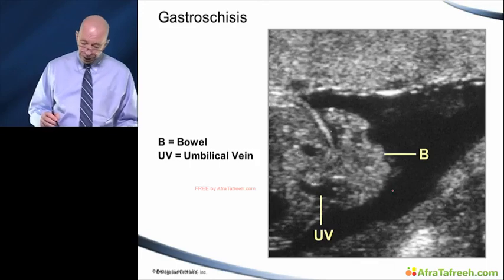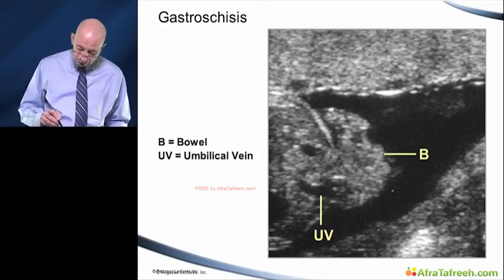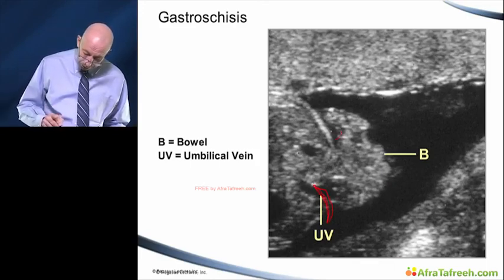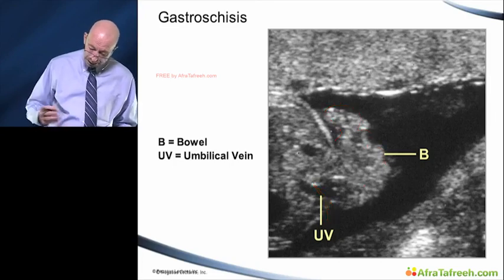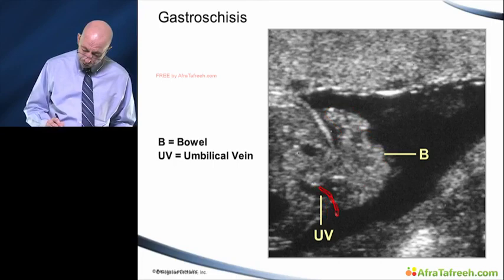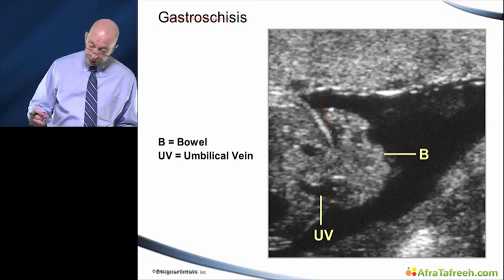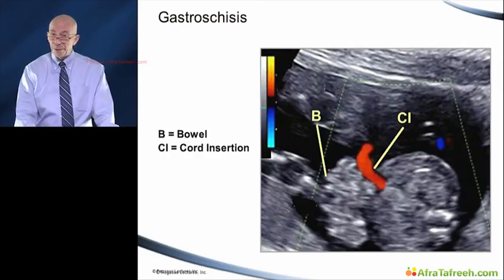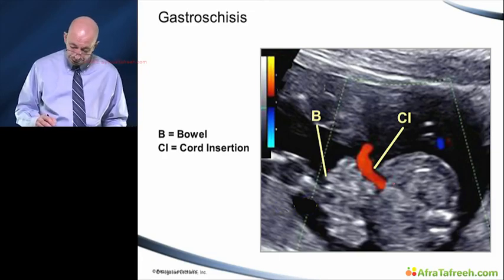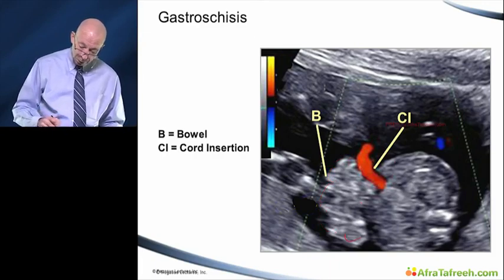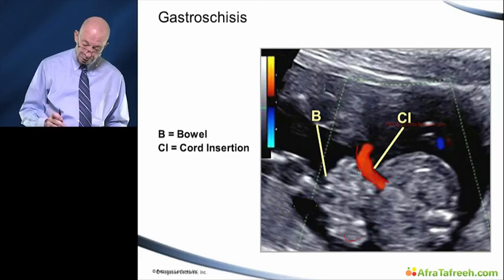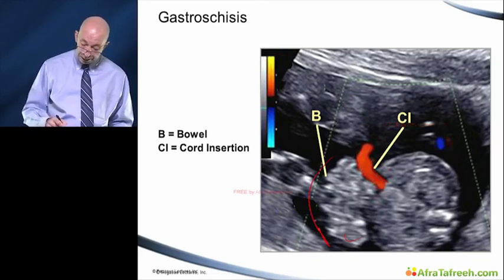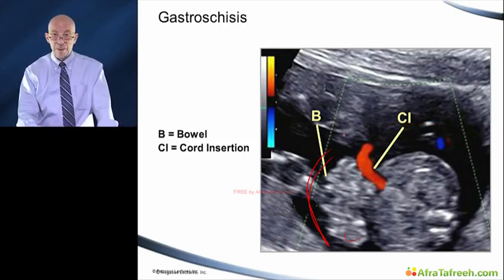This ultrasound image demonstrates a close-up through the anterior abdominal wall, and we're seeing the umbilical vein here, and we're seeing these free-floating loops of bowel. And note that the umbilical vein is adjacent to the bowel, and there is no membrane covering the herniated bowel. This image demonstrates nicely the gastroschisis, the herniated bowel adjacent to, not at the base of, the umbilical cord. No membrane covering the herniated bowel.